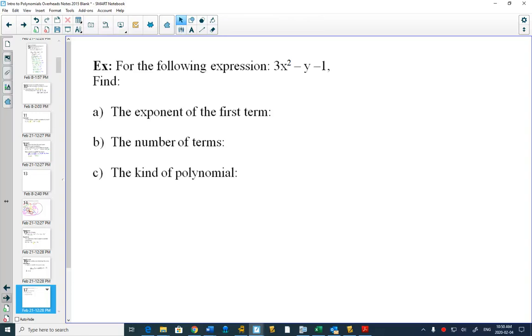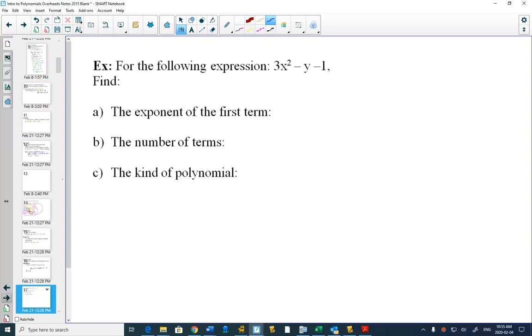So now we have an expression, 3x squared minus y minus 1. And there are 8 questions you have to answer about it. This is to test your understanding of the definitions. I'm going to give you a chance to do it first on your own. Okay, here is our check before class ends.